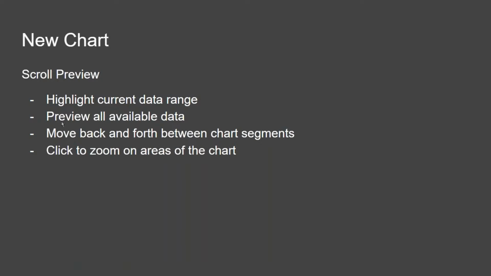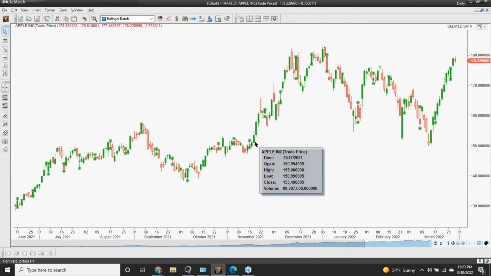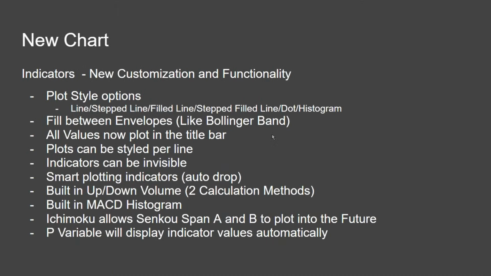Preview all available data. That's what I showed you in the bar there. You can move back and forth between chart segments there, and then you can click and zoom on the areas of the chart by kind of pinching how I showed you there. But yeah, again, you can still use the plus and minus for your zoom in stuff. So that's a new great feature, the scrolling feature. Makes charting less clunky.